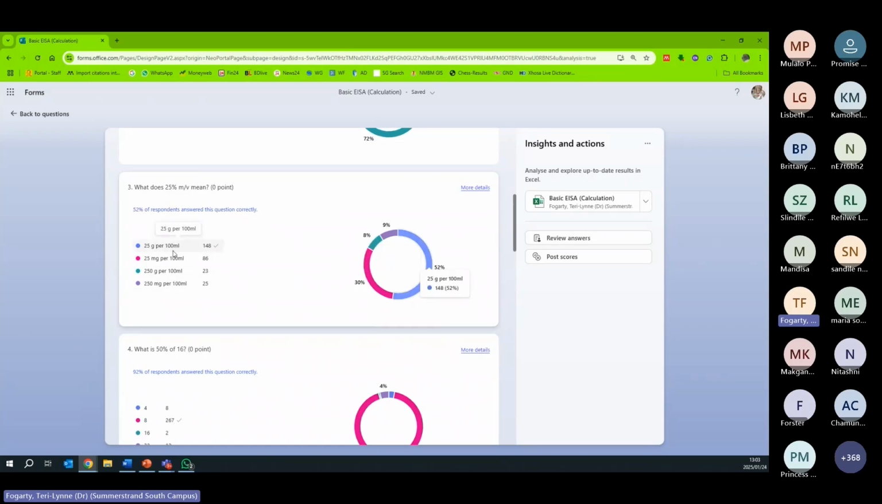If you had seen one that was maybe 1,000 or one that said 10 mils, that would be an obviously wrong answer, because the percentage refers to 100 mils. But the 25 will always refer to grams. Okay, so it's a percentage, grams per milliliter. And so this particular answer is 25 grams per 100 mils.